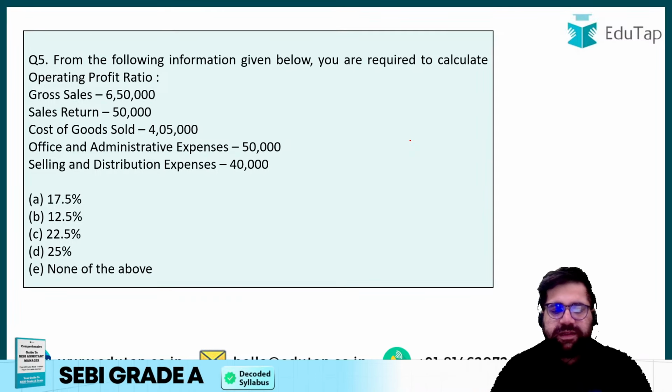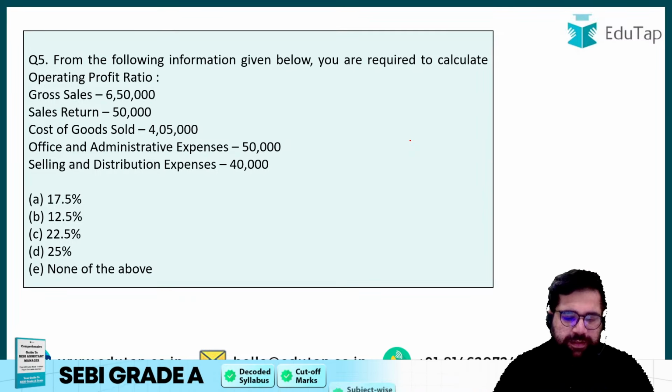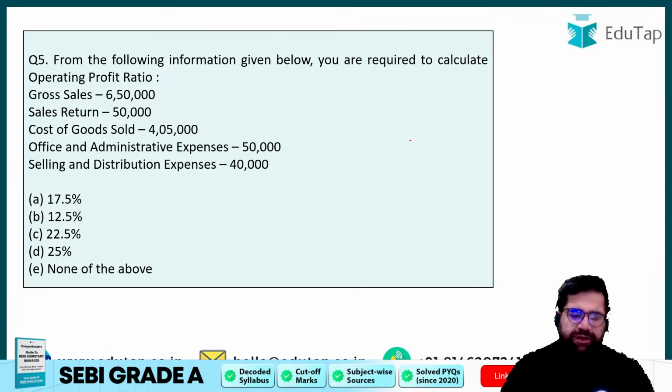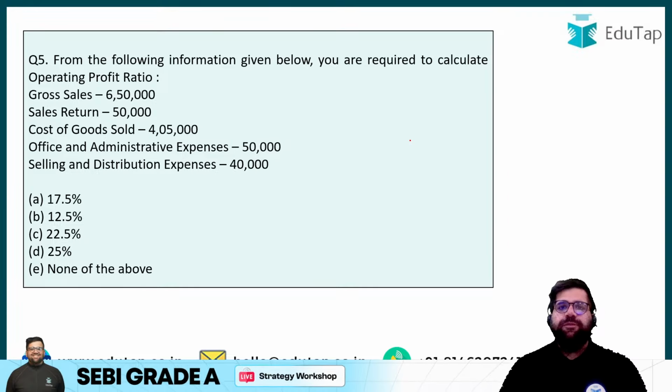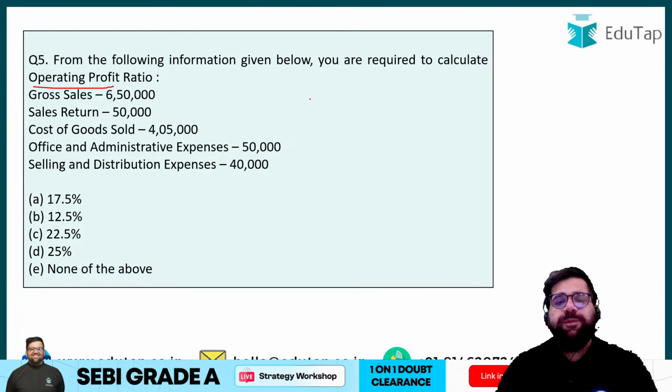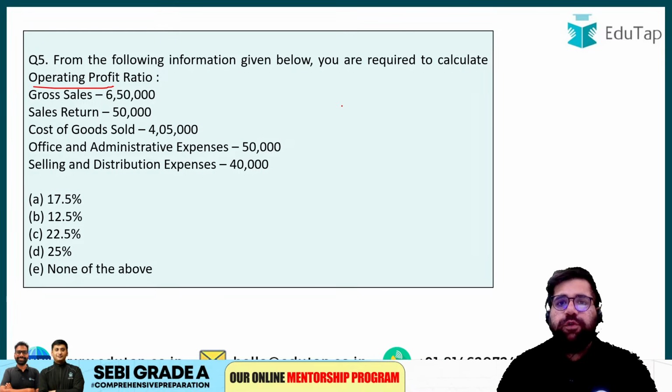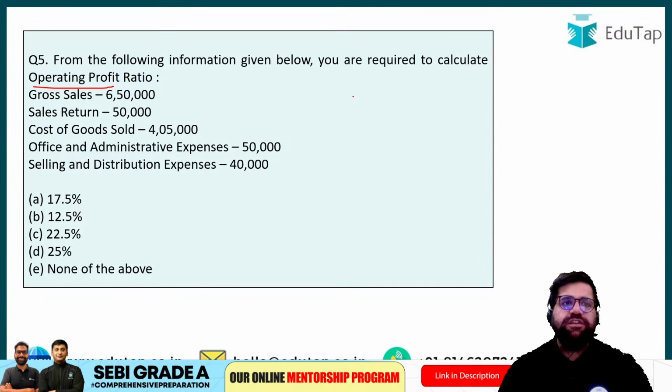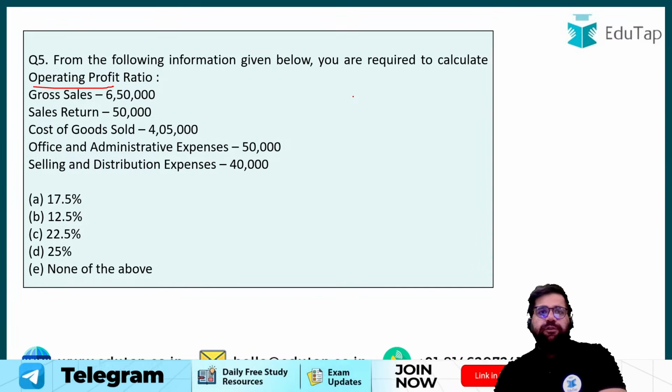Next question is on my screen, try to solve it. Yes, very good, Rishi. From the following information given below, you are required to calculate operating profit. Now, operating profit is basically your EBIT, earnings before interest and taxes. To calculate EBIT, first you need gross profit. Have they given you gross profit? No, you have to find it, right?